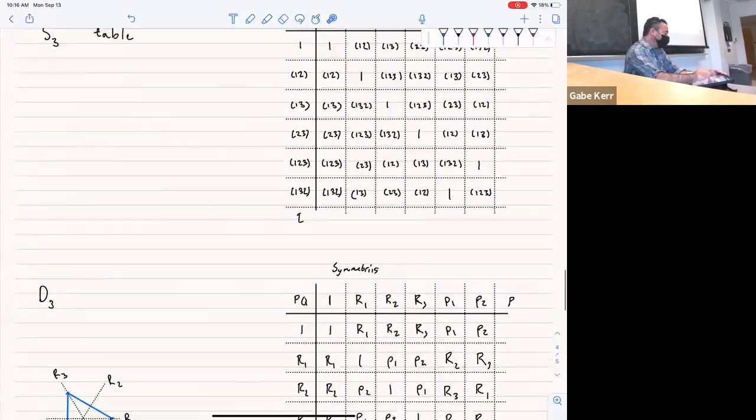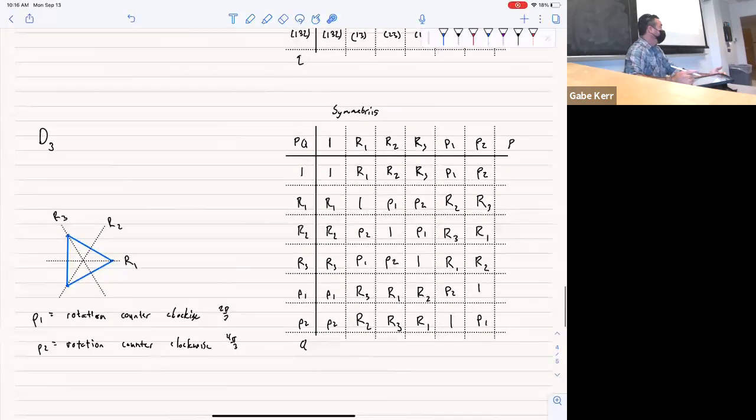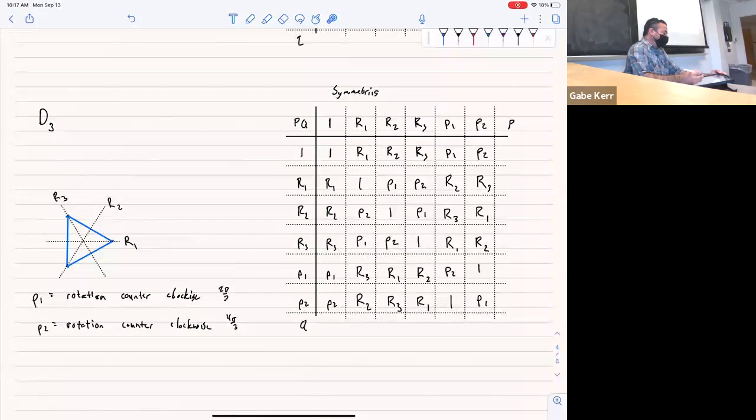There's another group called the dihedral group. A very nice group. We'll learn a little more about it. It's the group of symmetries of some regular polygon. In this case, D3, also sometimes called D6, depending on the geometer or algebraist. This is the group of isometries, or symmetries, if you will, of an equilateral triangle.